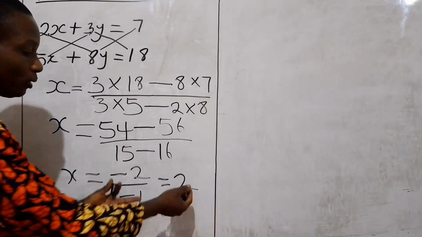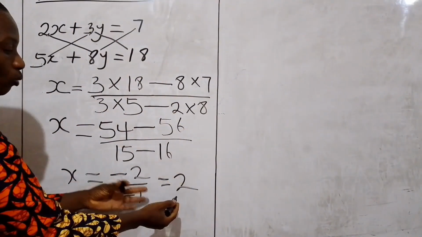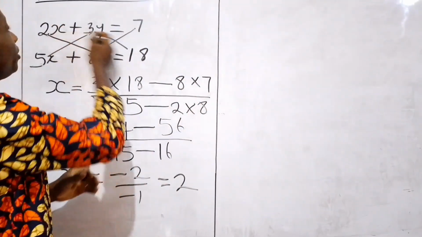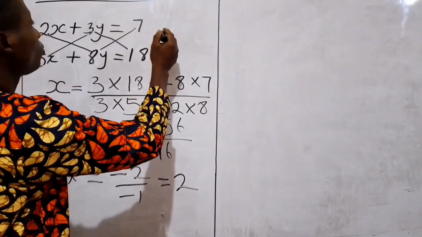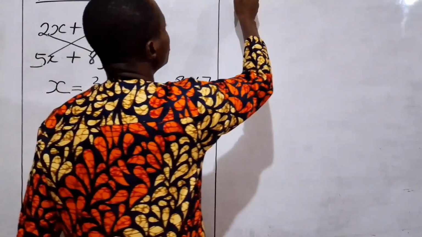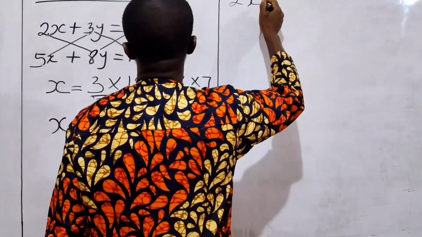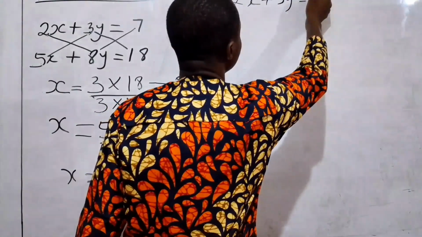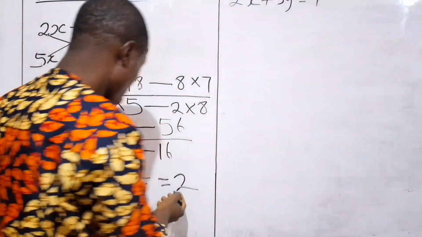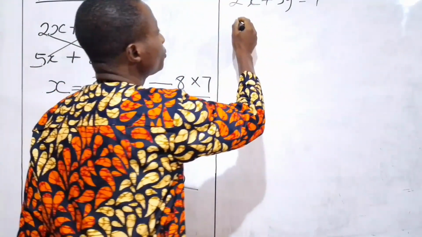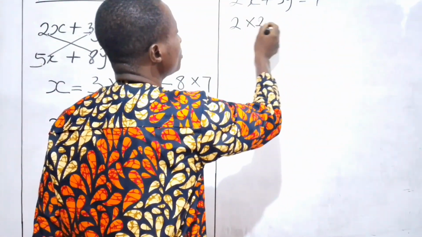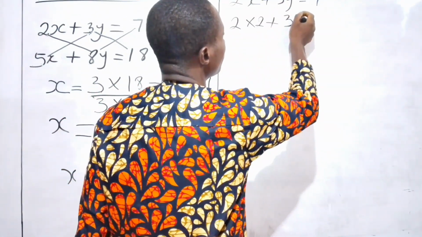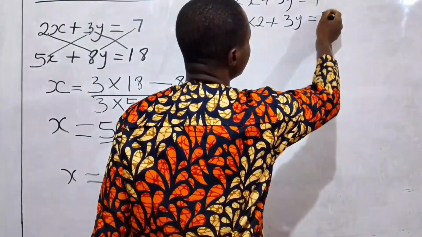Then what do you do next? You can simply substitute. Don't waste your time using this method to find y. Just substitute into any of the equations. So let's substitute into equation 1: 2x plus 3y equals 7. Our x is already 2, so we substitute it here. We have 2 times 2, plus 3y equals 7.